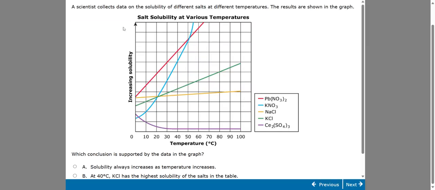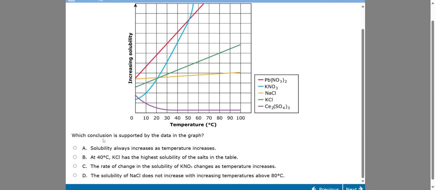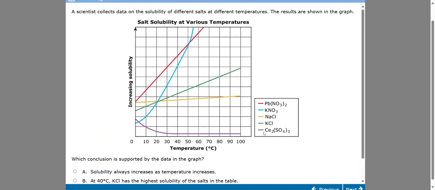Now, some of you may look at this and go, oh, no, if you don't remember chemistry class and you cannot remember what these abbreviations stand for, these elements, that's not the question. The question is, which conclusion is supported by the data in the graph? So again, we see a key word here, conclusion. What can be concluded based on what you're seeing in the graph itself?